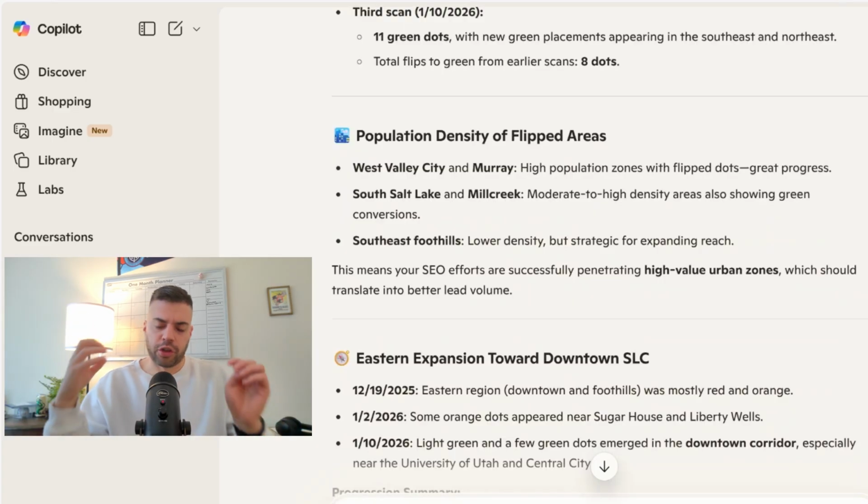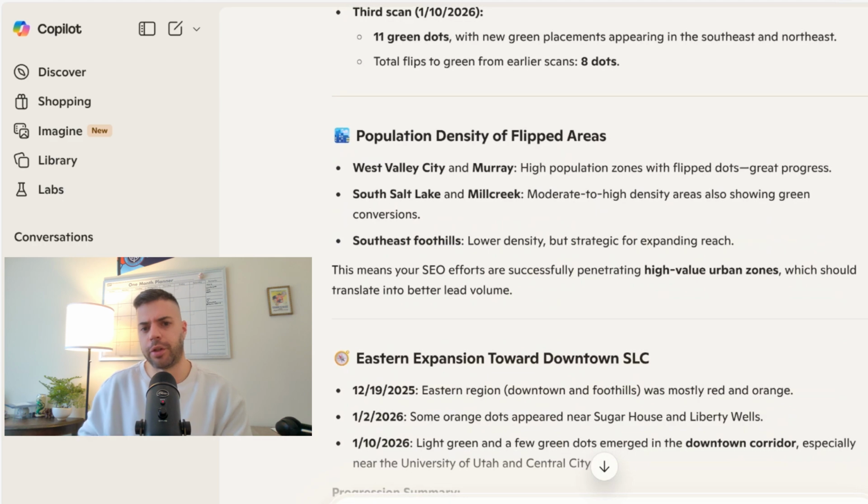Local Falcon, I can see the share of local voice score improving. But now, what about the population density of flipped areas? So West Valley City and Murray, high populations. Next, South Salt Lake and Mill Creek, moderate to high. And then Southeast Foothills, lower density. So it means basically I'm targeting higher value urban zones, which should then lead to more impressions. And then if everything else stays the same, like conversion rate, that should lead to more phone calls, more website clicks, more scheduled bookings, more potential customers as well.